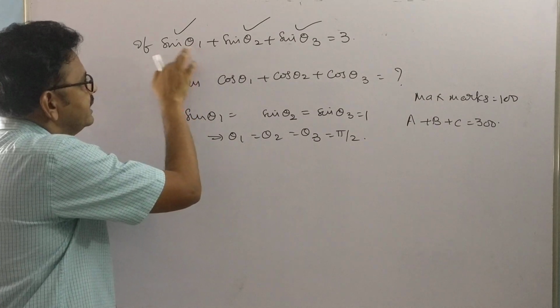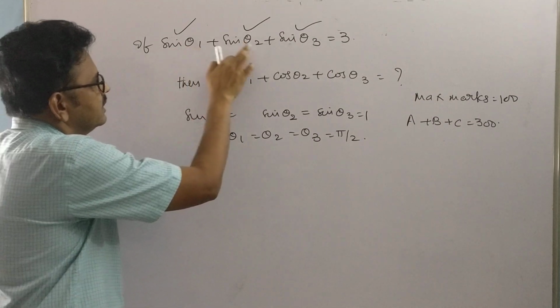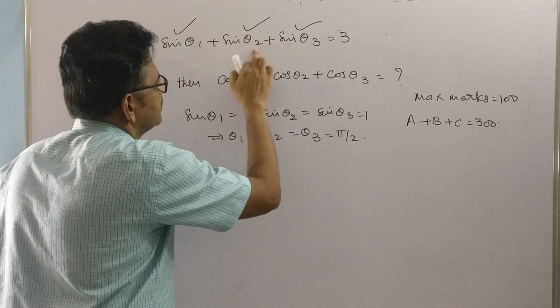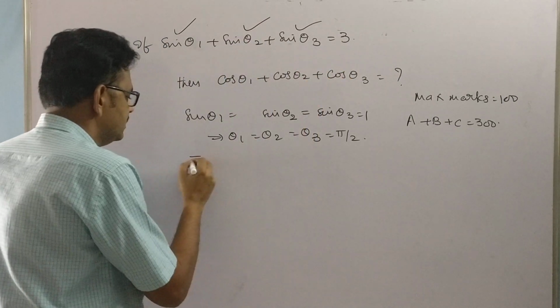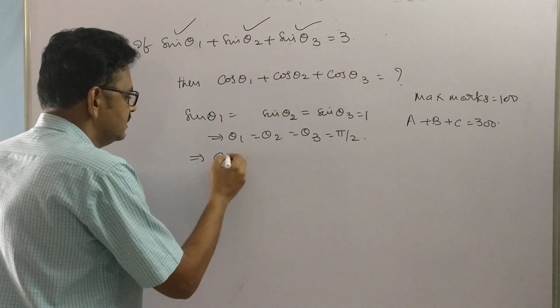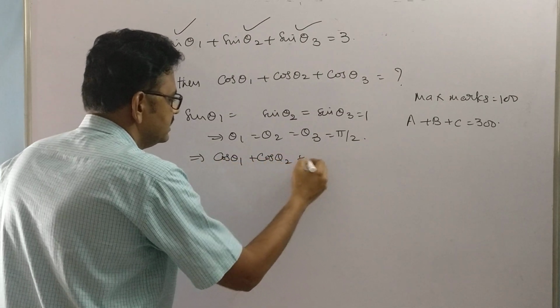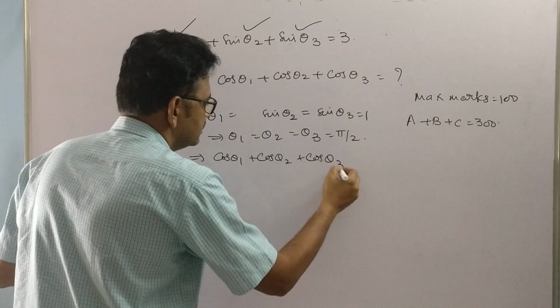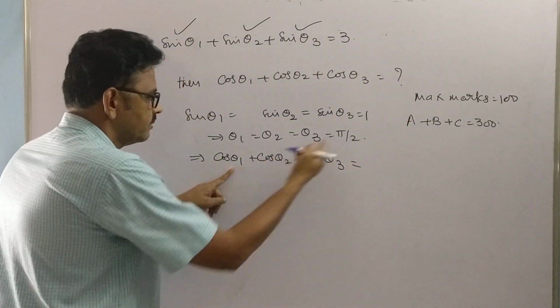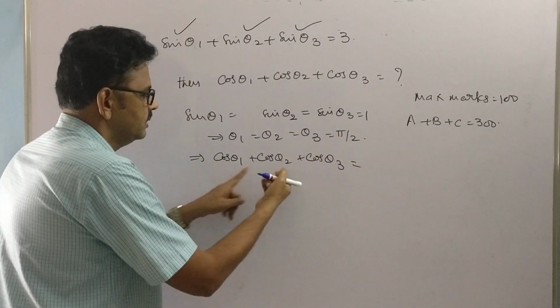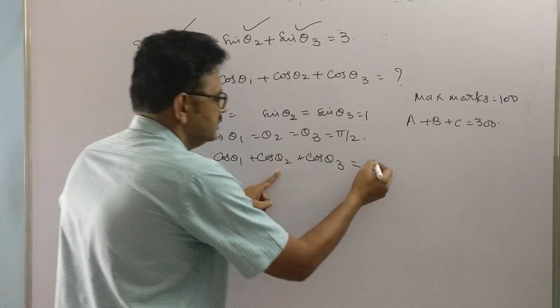So theta 1 is 90, sine 90 is 1, sine 90 is 1, sine 90 is 1, 1 plus 1 plus 1 is 3. What does this imply for the other one? Cos theta 1 plus cos theta 2 plus cos theta 3 is equal to, with theta 1 equal to pi by 2, cos pi by 2 is 0, cos pi by 2 is 0, cos pi by 2 is 0.